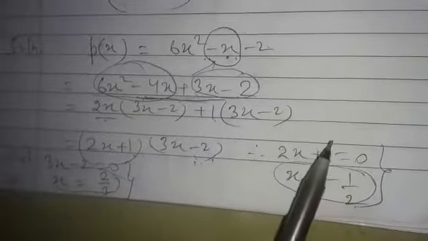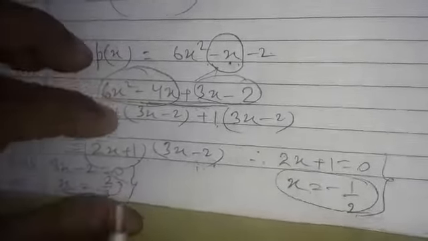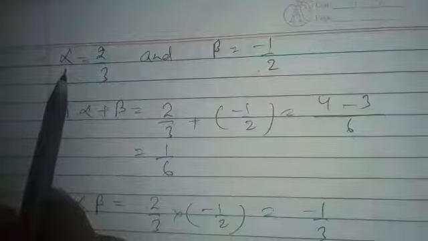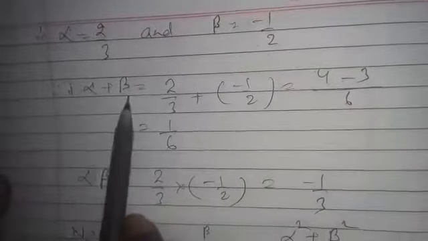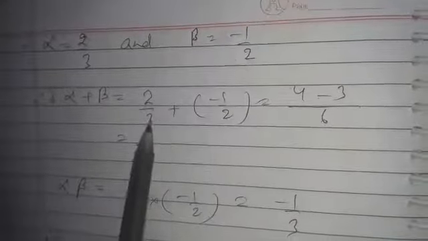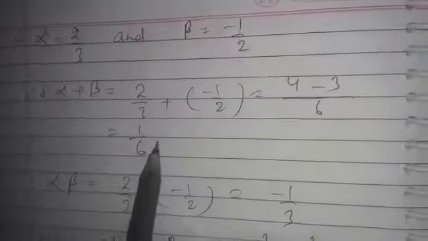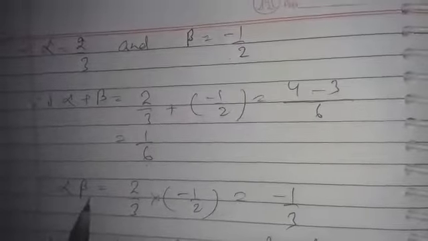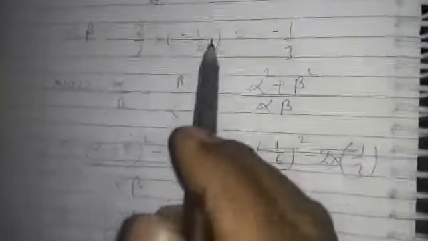Any of the terms can be treated as alpha and beta. Now we will find out the value. We have taken 2 by 3 as alpha, and minus 1 by 2 as beta. Now we will find out the value of alpha plus beta. We put the value of alpha as 2 by 3 and beta as minus 1 by 2. We get the simplified form as 1 by 6. Again we will find the value of alpha beta, the product of alpha and beta, that is equal to 2 by 3 into minus 1 by 2. Its simplification will give us the result minus 1 by 3.